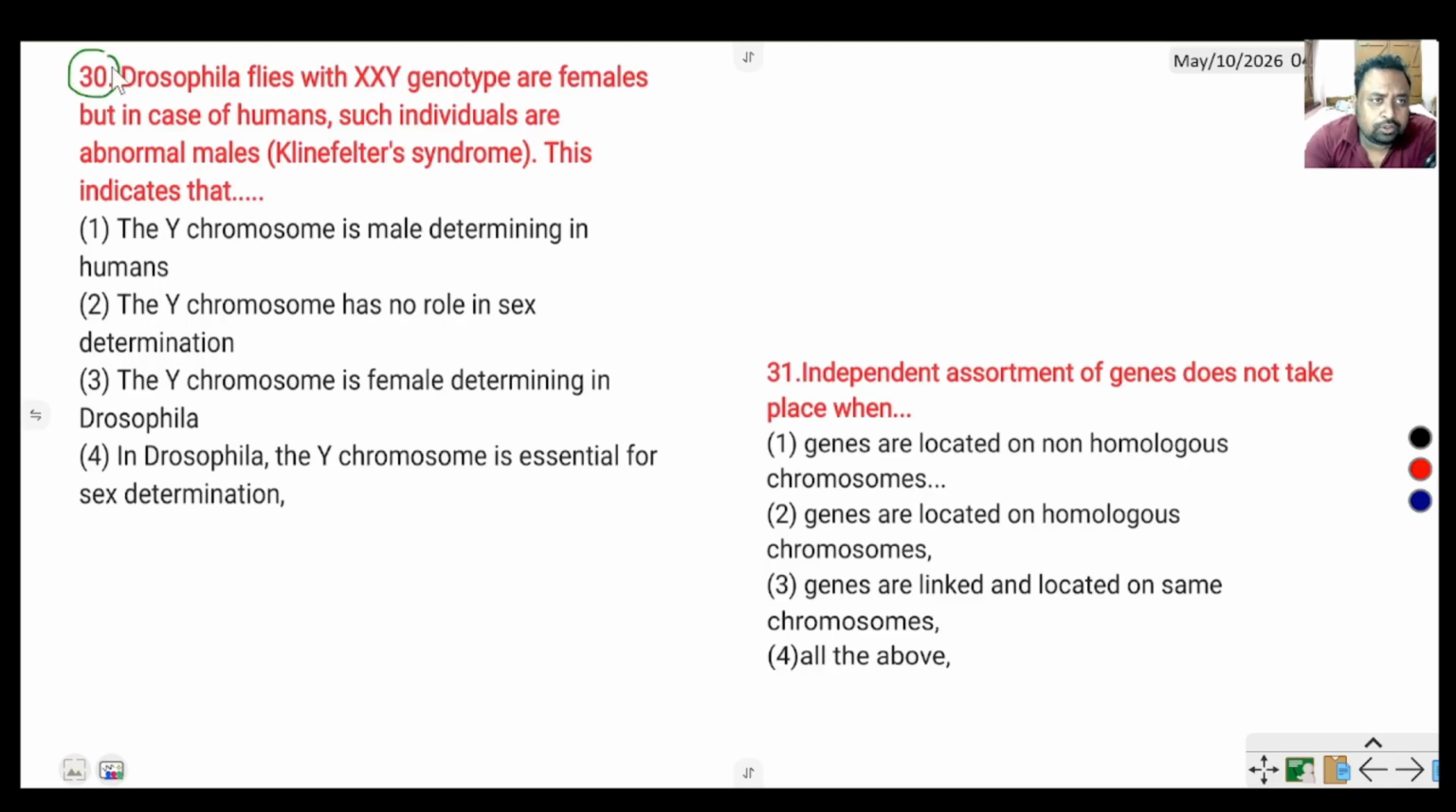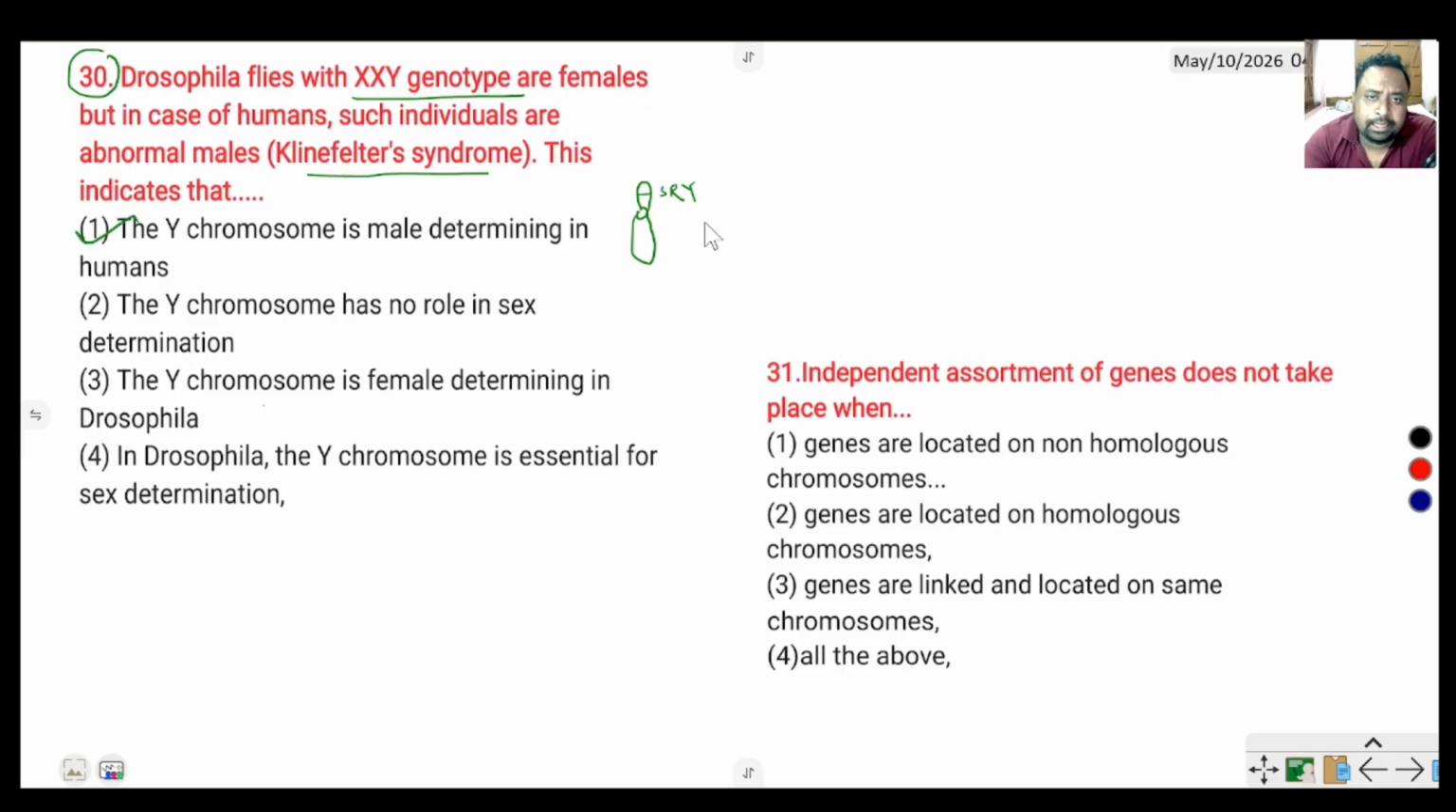Question number 30. Drosophila flies with XXY genotype are females, but in humans such individuals are abnormal males, Klinefelter syndrome. This indicates that the Y chromosome is male determining in humans, right? Because in the short arm of the Y chromosome there is the SRY gene, sex determining region Y gene, that causes male development. The Y chromosome has no role in sex determination. The Y chromosome is female determining in Drosophila. In Drosophila, the Y chromosome is essential for sex determination. The correct option of this question is option number 1.